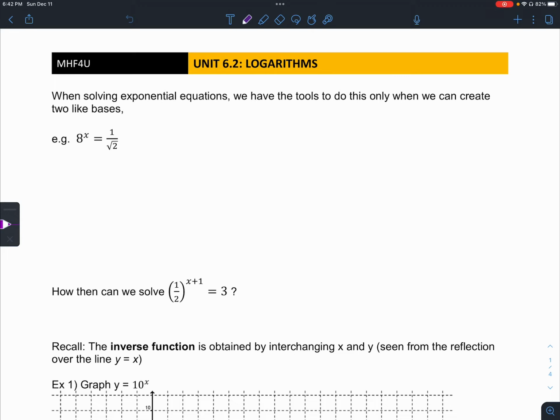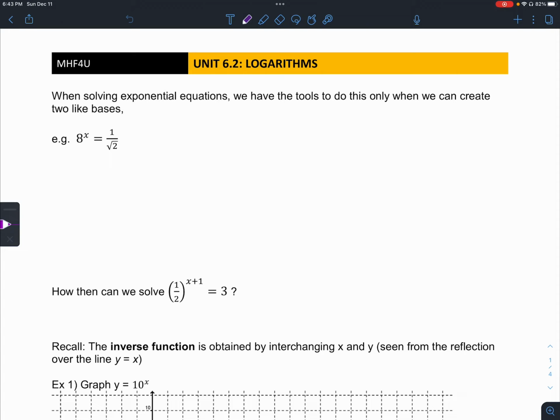When solving exponential equations, we have the tools to do this only when we can create two like bases. So for example, here we have 8 to the exponent of x is equal to 1 over root 2. So take a moment to think about how you would solve this equation for x. I would recommend pausing the video and trying to solve this equation.